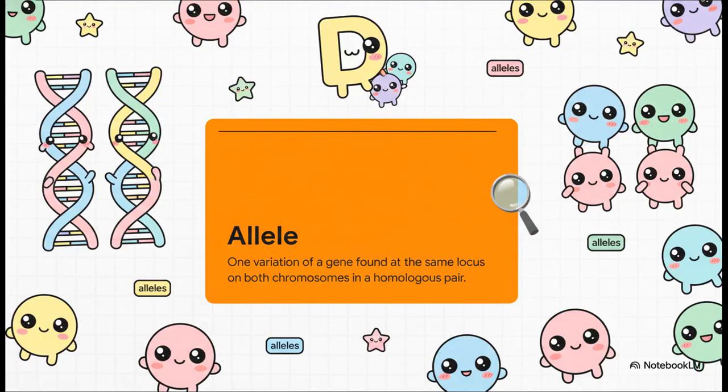And what actually makes up that genotype? Alleles. You can think of an allele as a specific flavor or a variation of a gene. We get one from each parent, and they sit at the exact same locus, basically their physical street address, on our matching chromosomes. Now, these alleles can be dominant, actively masking the others, or they can be recessive, which means they only show up in the phenotype if there's no dominant allele around to steal the spotlight.